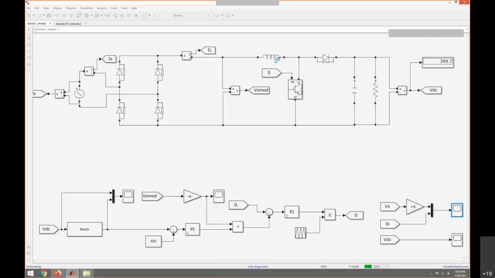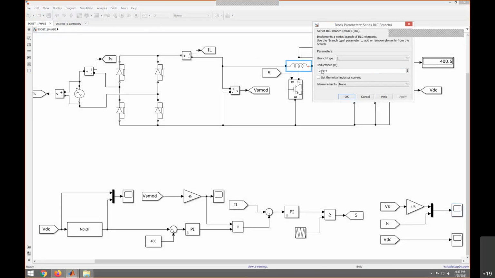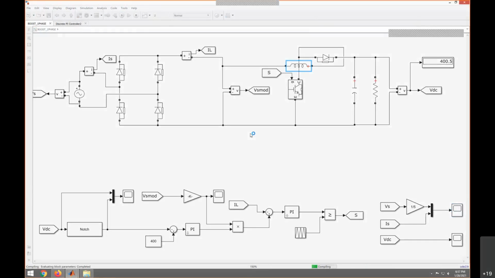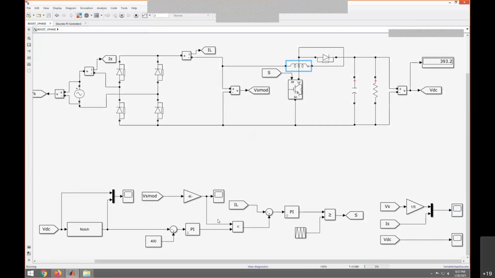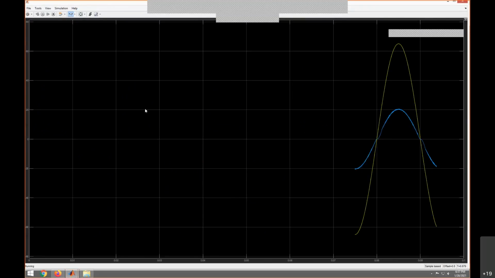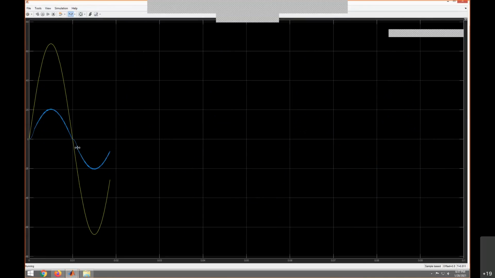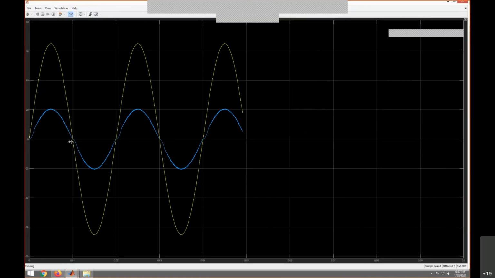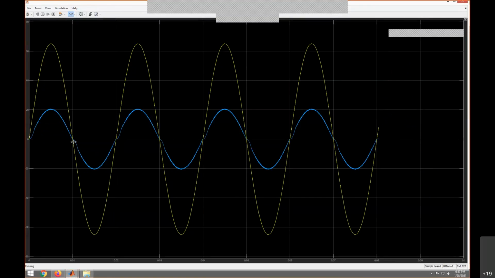Similarly, we already discussed, if I increase the inductance to a higher value, maybe 10 e power minus 3. So now I just increased the inductance to a higher value. See here, some disturbance is coming, right? The waveform is smooth, but some sort of disturbance is there, especially at zero crossings. Clear?